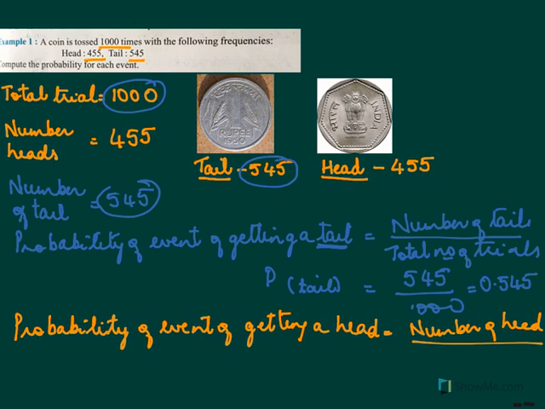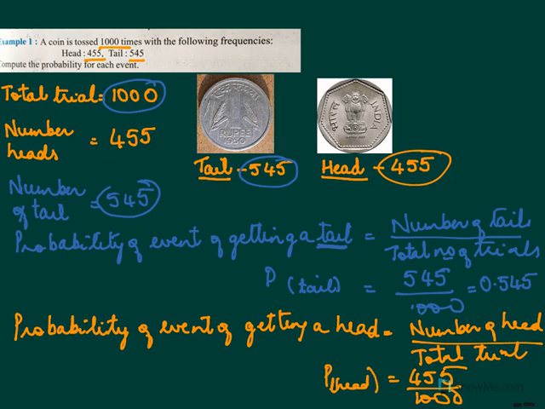That is number of heads over total times. And that is 455, that's the number of times we get the head, over 1000. And that probability of getting the head is 0.455.